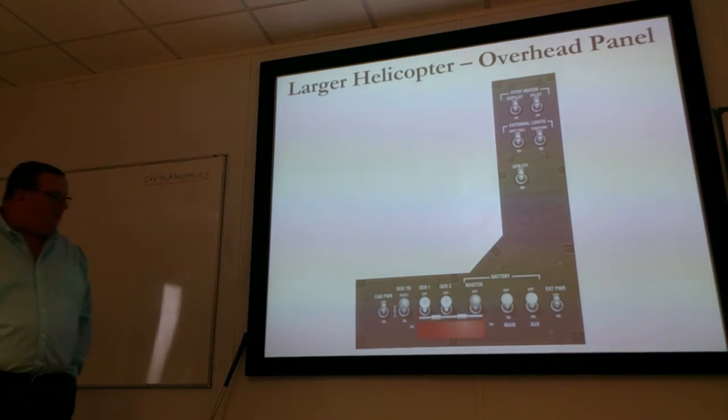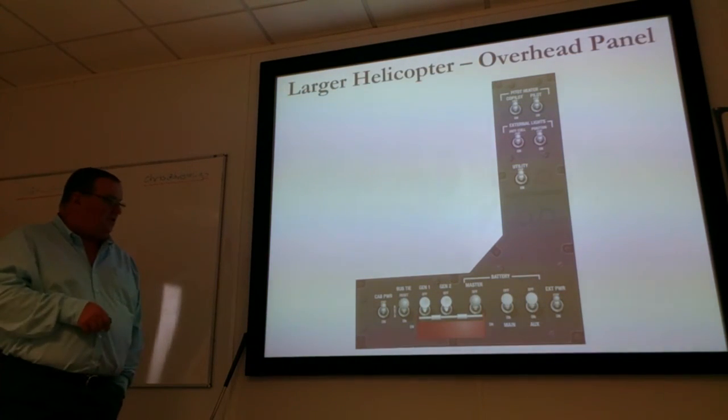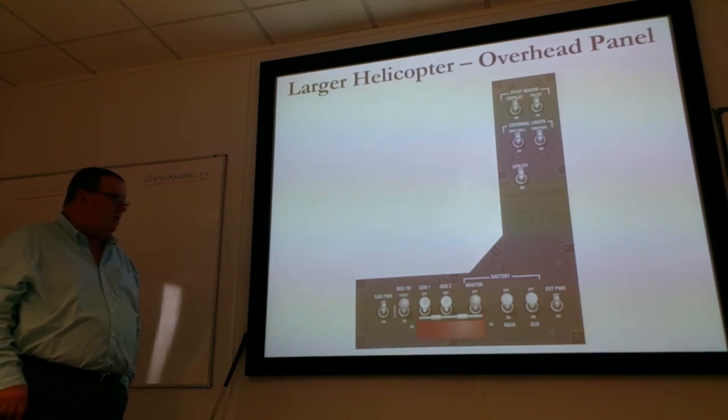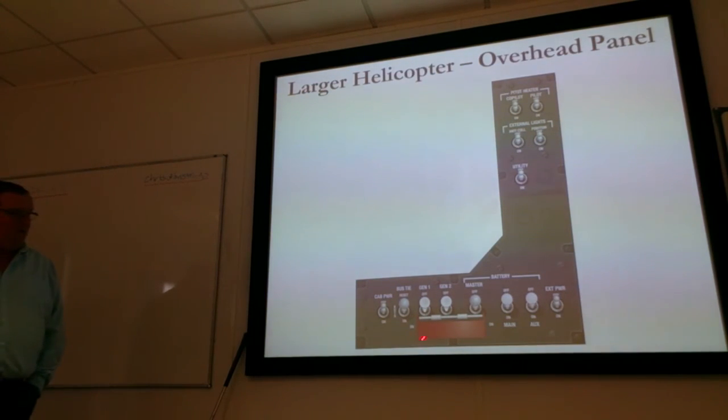Overhead panel from a large helicopter. This is a 139. Again, just switchology. That's all you've got: Gen 1 and 2 and battery really. And you've got one big switch there that you can turn everything off with in an electrical emergency. Just pick it up and bring the whole lot back.